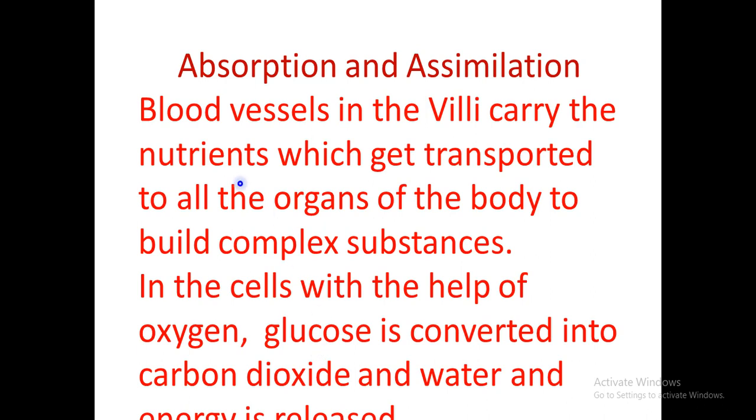The blood vessels in the villi carry the nutrients which get transported to all the organs of the body to build complex substances. In the cells of our body, what happens? With the help of oxygen, the glucose, the nutrient that was transported to it, is converted into carbon dioxide and water, and thus energy is released.